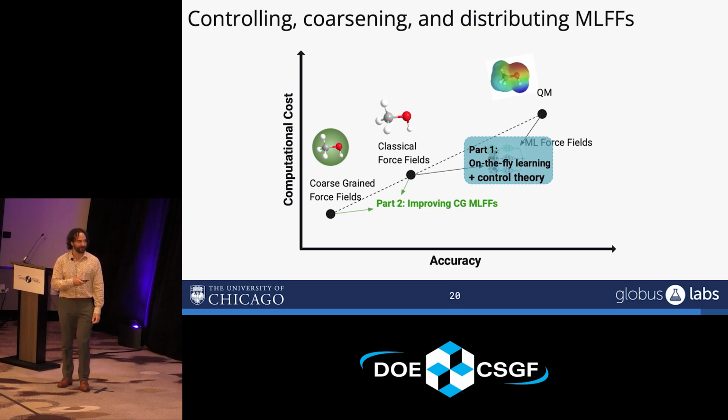Right? We've talked about on-the-fly learning, which is really the high-level goal of my work here: to build systems that can automatically choose between quantum mechanical methods or simulation tools in general, and automatically tune machine learning models to meet accuracy or budget constraints and make better use of high-performance computing.